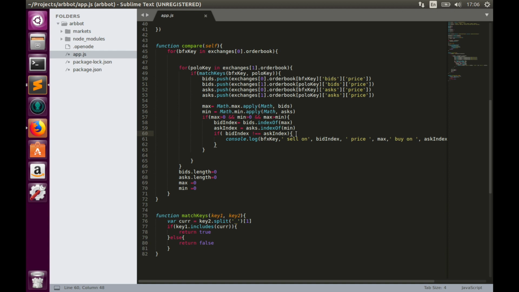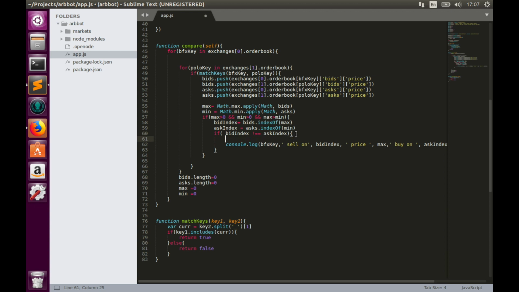Modes are the states of the exchange. For instance, if we are buying on Poloniex, which means that Poloniex is in buy mode. If we are selling on Bitfinex, Bitfinex is in the sell mode. So let's code them.